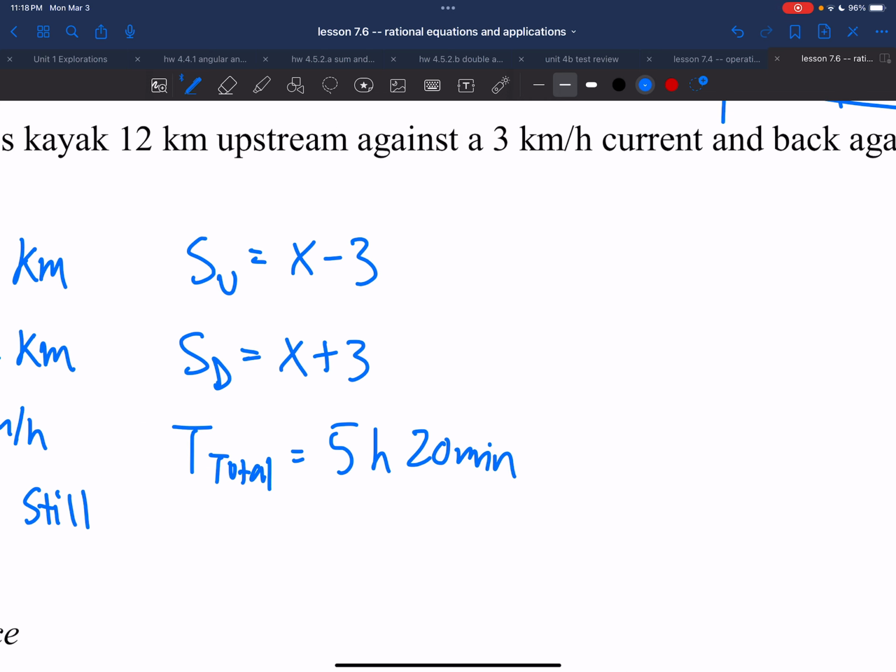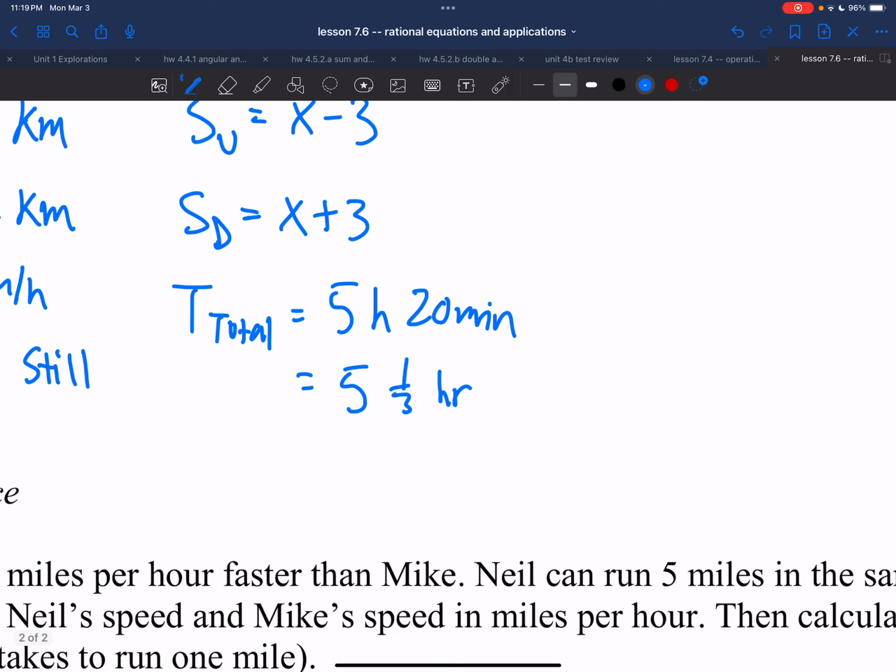Well, think about that. Can you make that a fraction? Because we would like these to stay in hours. Well, that's 5 hours and 20 out of 60, which is a third. So that's 5 1/3 of an hour, which means it's 16/3 hours, just writing it as a single fraction. We're going to want these fractions. Then where do I go from here?